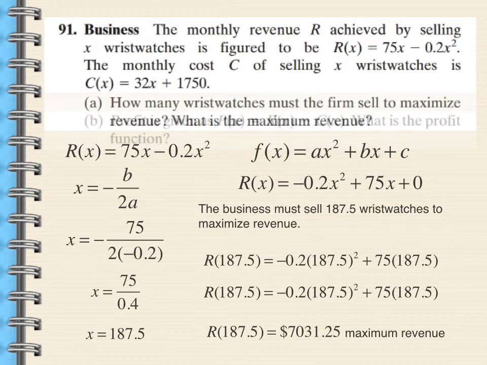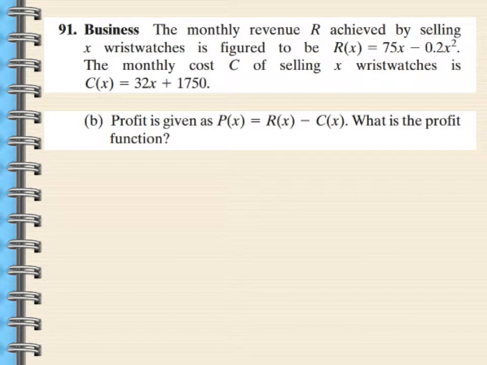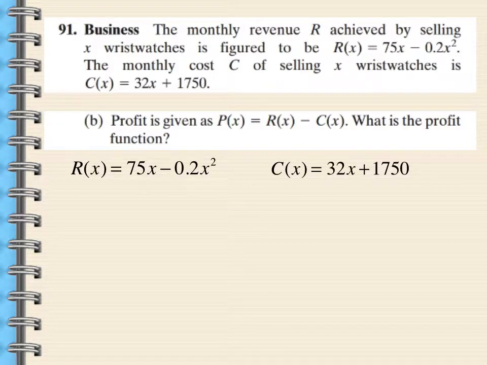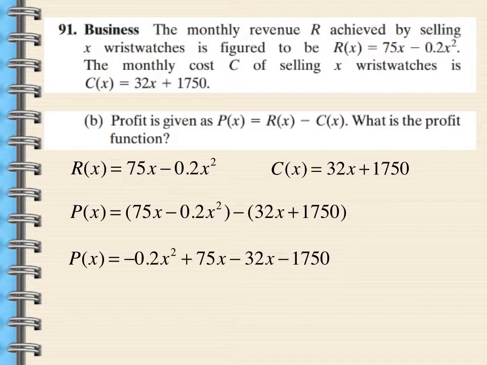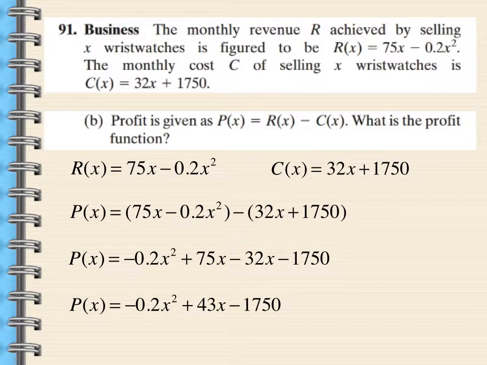Now it turns out revenue is not the same thing as profit, because with a business there's always something called cost involved. And so we find out in part B, profit is given as P(x) = R(x) - C(x), which is the cost. It's asking us what is the profit function. So we are simply going to write R(x) minus C(x) here, and we're going to use simplifying algebraic expressions. We'll distribute that negative sign and combine like terms.